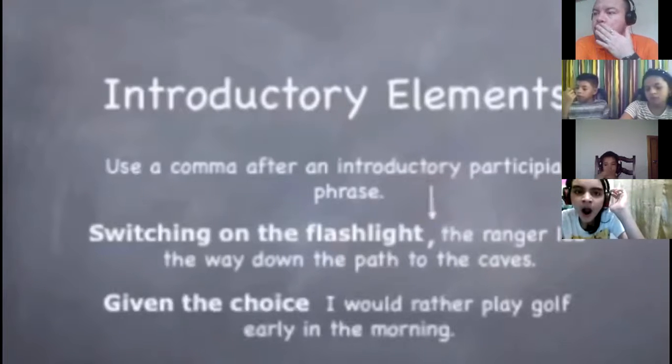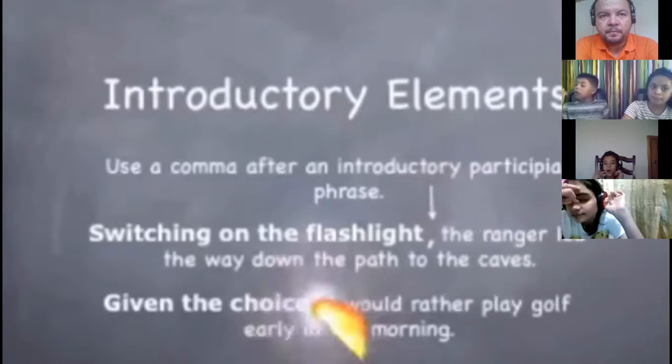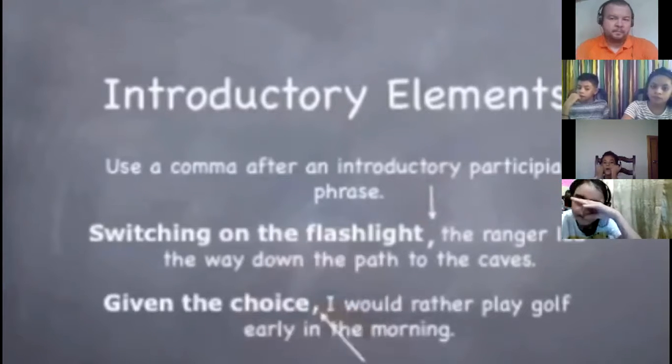How about this one? "Given the choice, I would rather play golf early in the morning." Well, again, the -en at the end of the verb at the beginning, "given the choice," that's a participle phrase. So we put a comma right after it. "Given the choice, comma, I would rather play golf early in the morning."